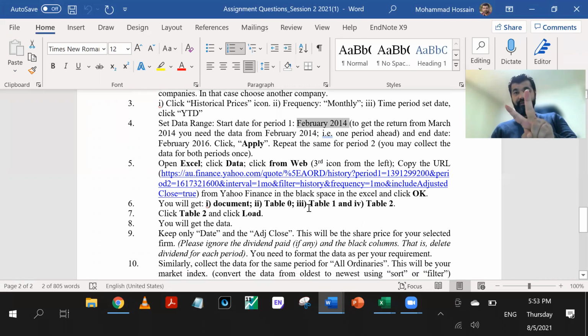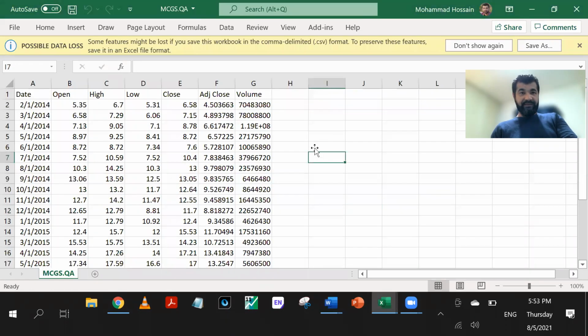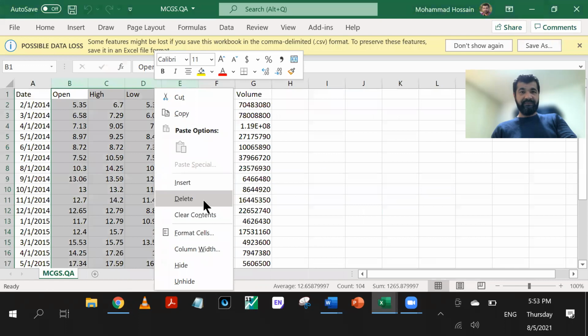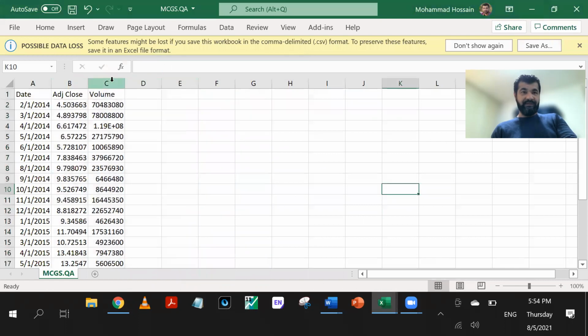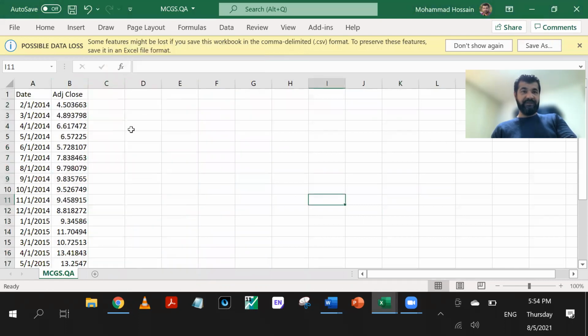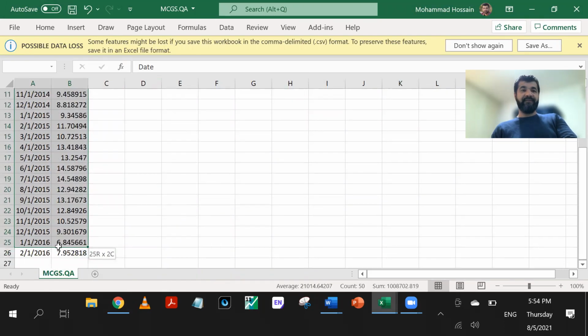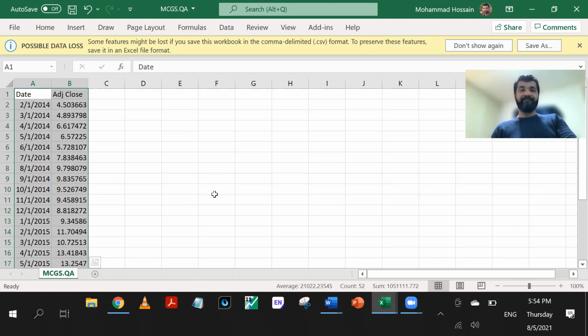So you have to collect data for 2 periods. One period I just showed you here, do the same thing. And we need to keep only the date and the adjusted close. That's it, nothing else. So you keep the date. These things all need to go. Delete. Volume, delete. That's it. Date, adjusted close. That's it. 25 data set.